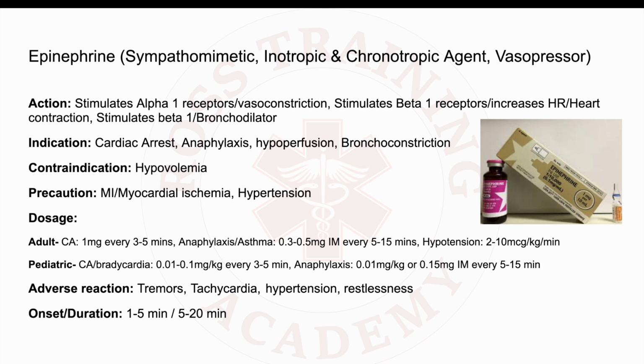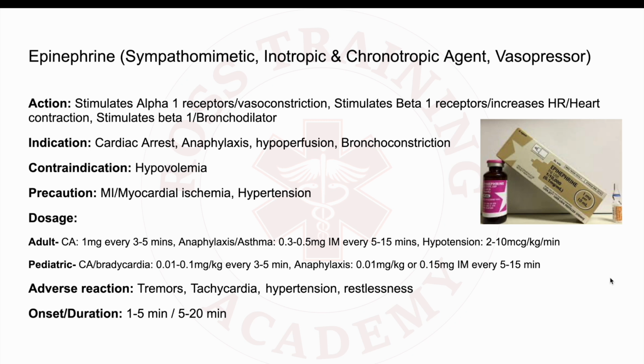Contraindications is just going to be hypovolemia. Just, you don't want to constrict blood vessels when there's nothing in them. Some precautions are going to be myocardial ischemia and then hypertension. And MIs can cause and do cause myocardial ischemia. So you have lots of different dosages. For the adult in cardiac arrest, it's going to be 1 milligram every 3 to 5 minutes. Some people still do that for the entire resuscitation attempt. Some people now do just 3 doses, so just learn your local protocols.